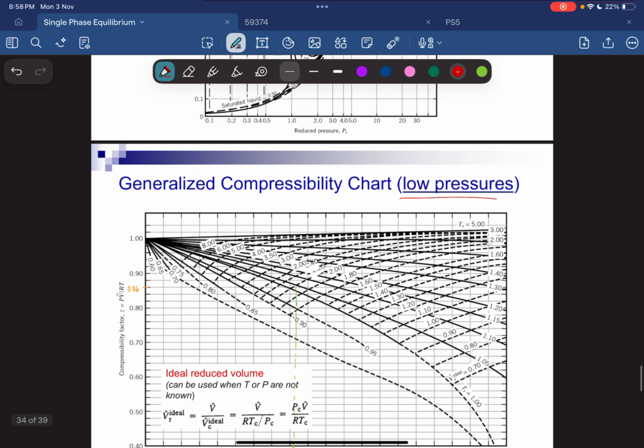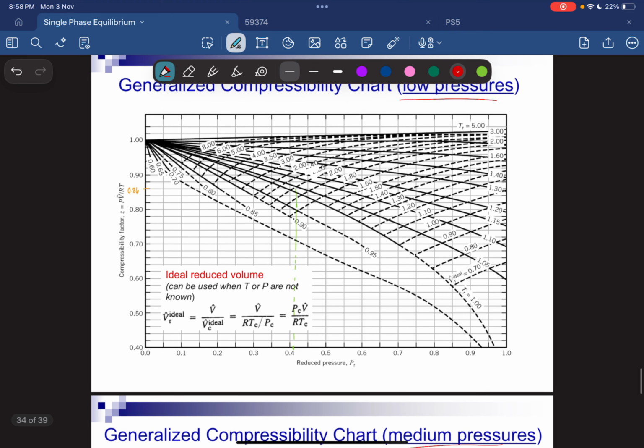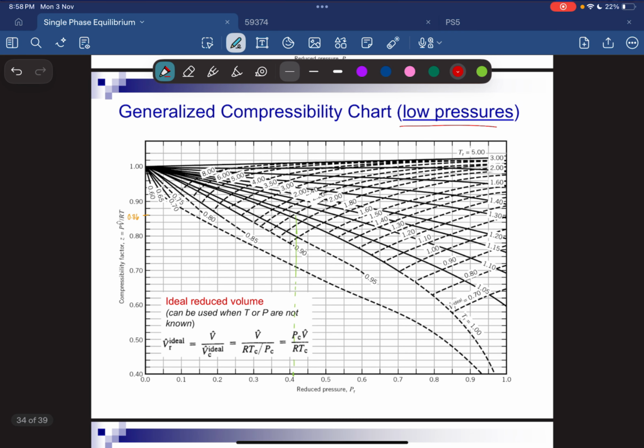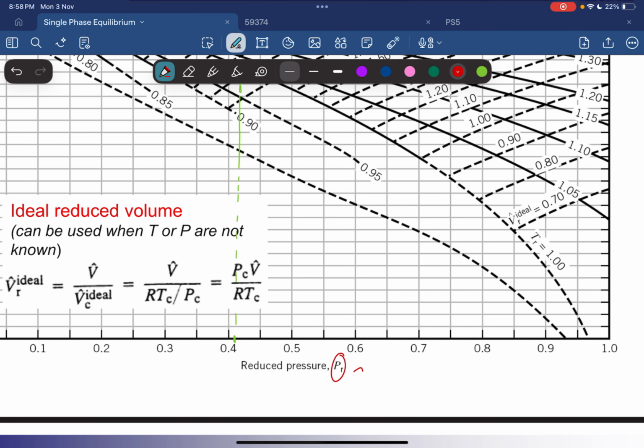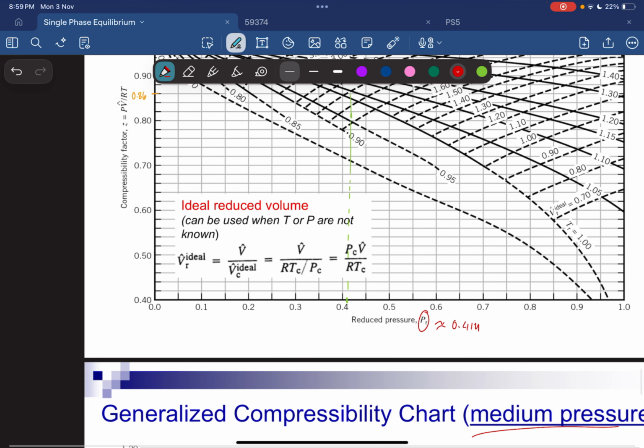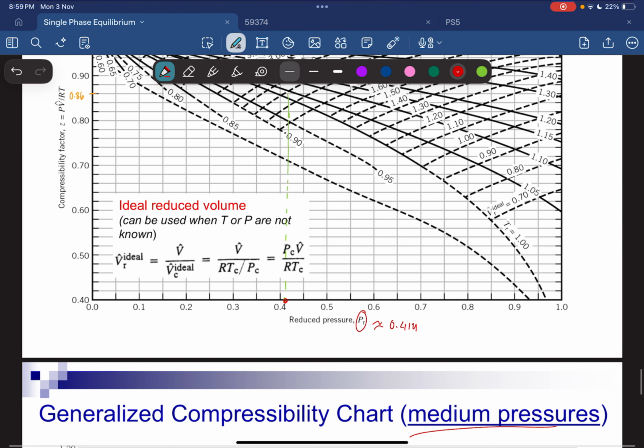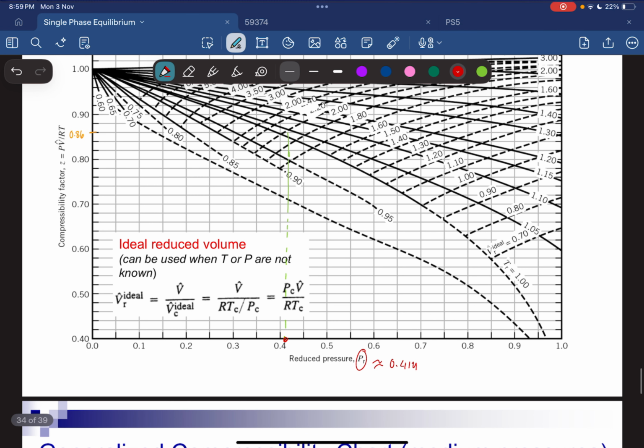So now I will use this expansion of the chart. As we said, our value of PR was around 0.414. So here you will see where that is, and it is right here. And then we found that T reduced to be around 1.025.